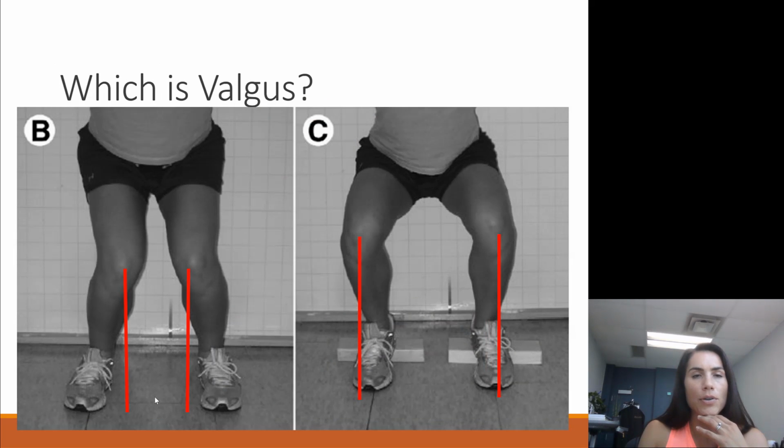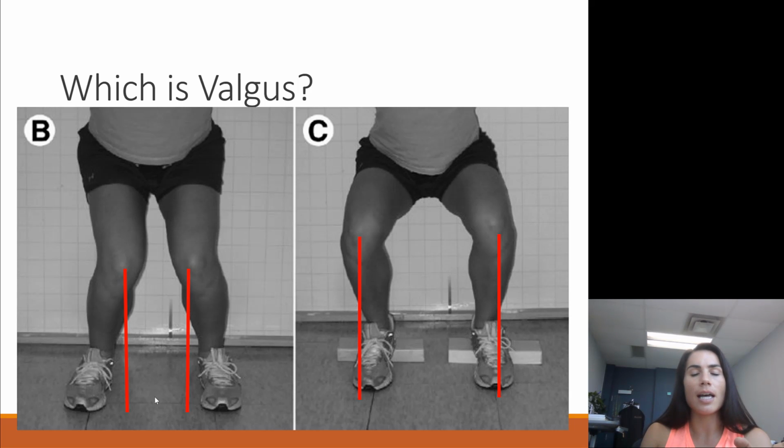So if you look at both of these photos, I want you to be able to understand which one is valgus and which one is varus. And one is actually not varus, one's a little bit more of a neutral alignment. So looking at both of these, which one is valgus? And again, valgus being medial rotation of the knee. And if you're saying B is valgus, you are correct.